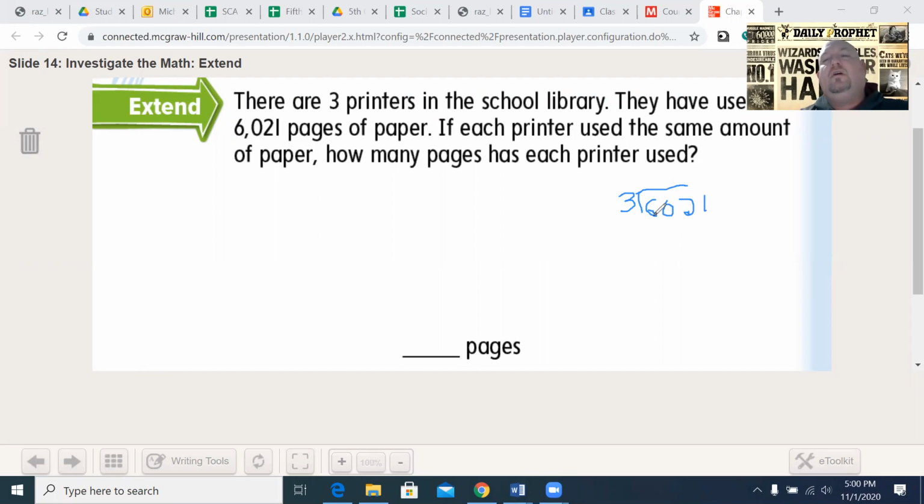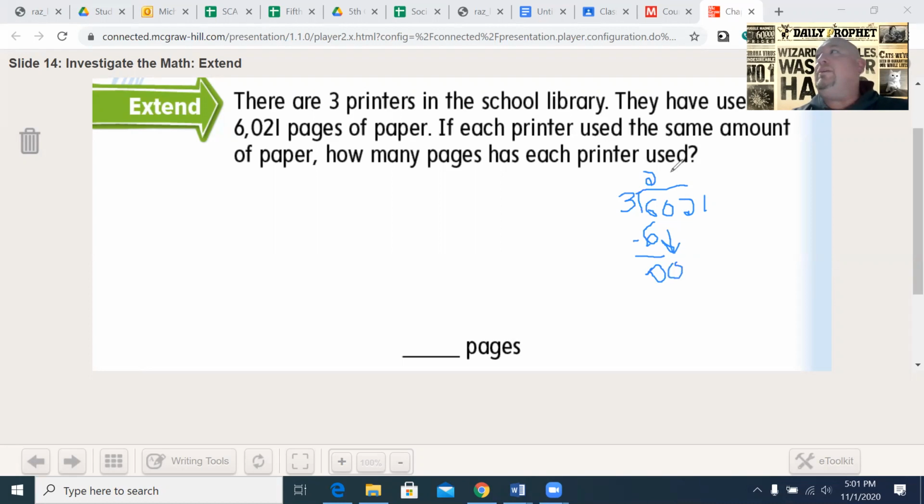Because 3 goes into 6,000 2,000 times, and 3 goes into 21 7 times, we're going to get an answer of 2007. We hope. All right, so we begin this. 3 goes into 6 twice. 3 times 2 is 6. I subtract, I get a 0. 0 is less than 3, so I'm good. I bring down, I get a 0 again.